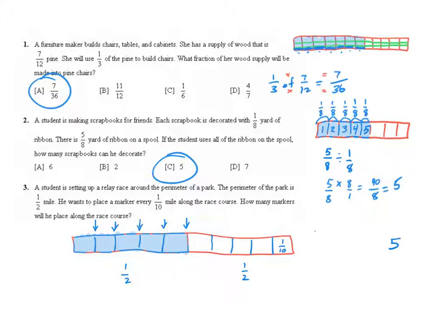And the problem that we just did is we took 1/2 and divided it into groups of 1/10, and we got 5 groups. We multiplied by the reciprocal of 1/10, which gave us 10/2, which again equals 5.